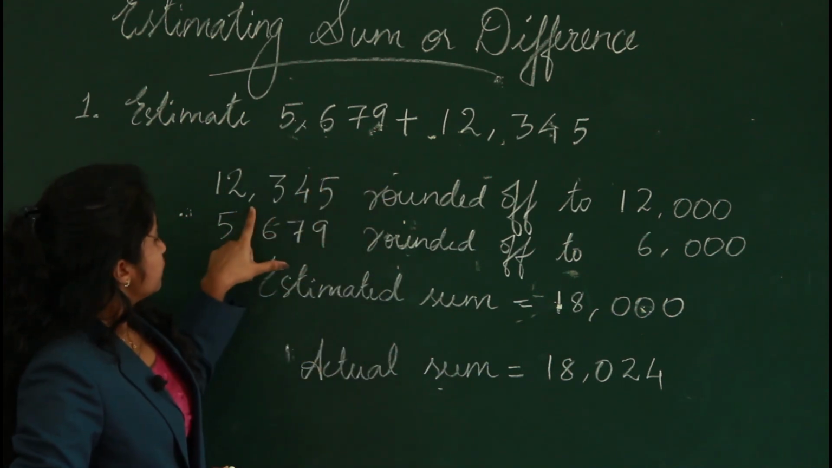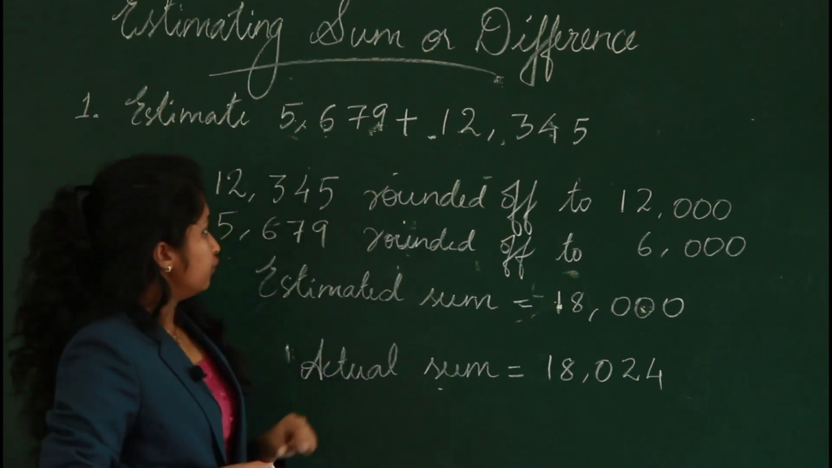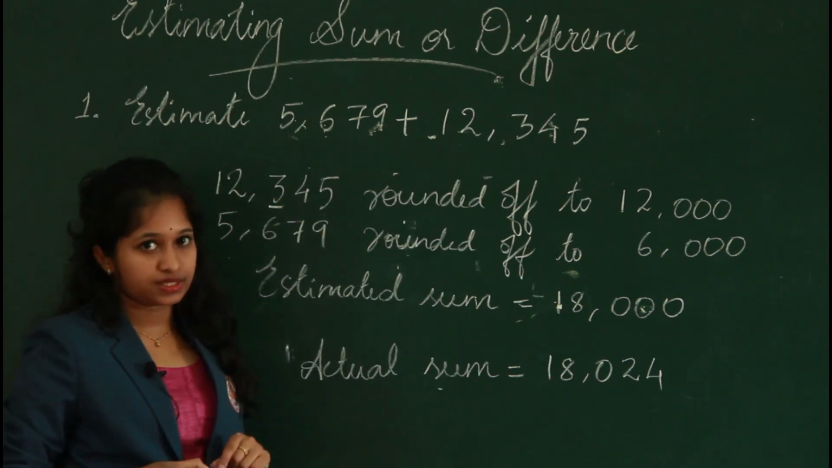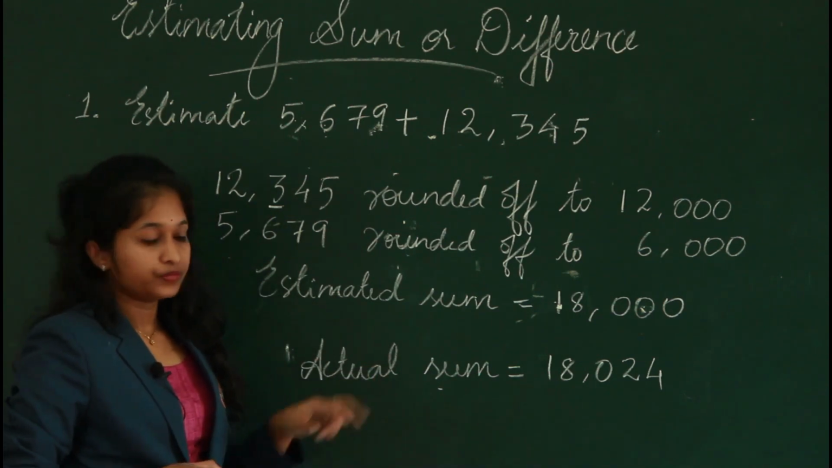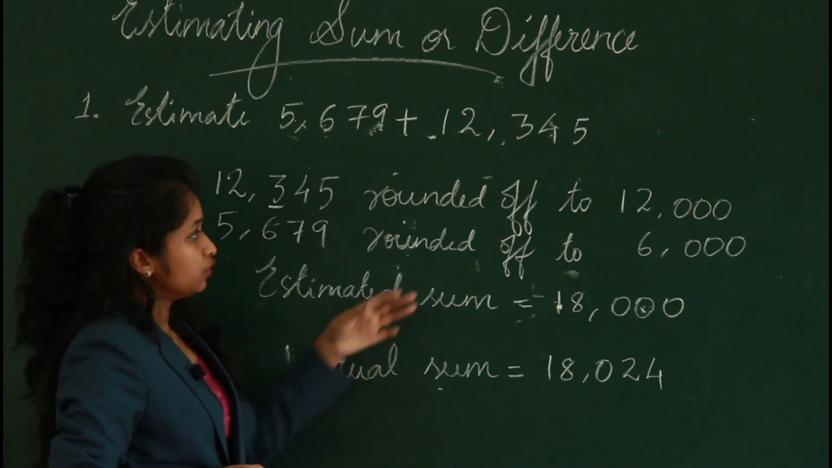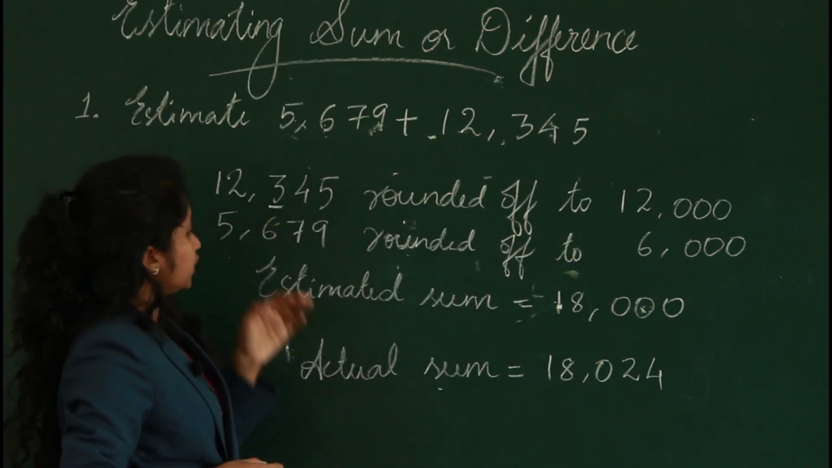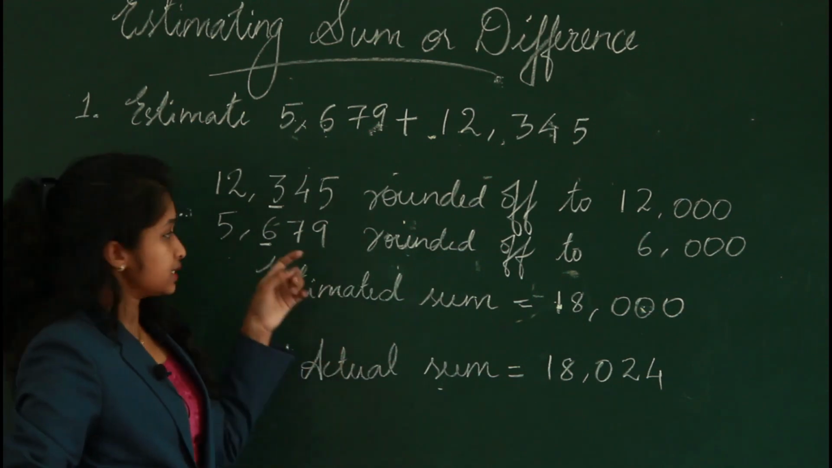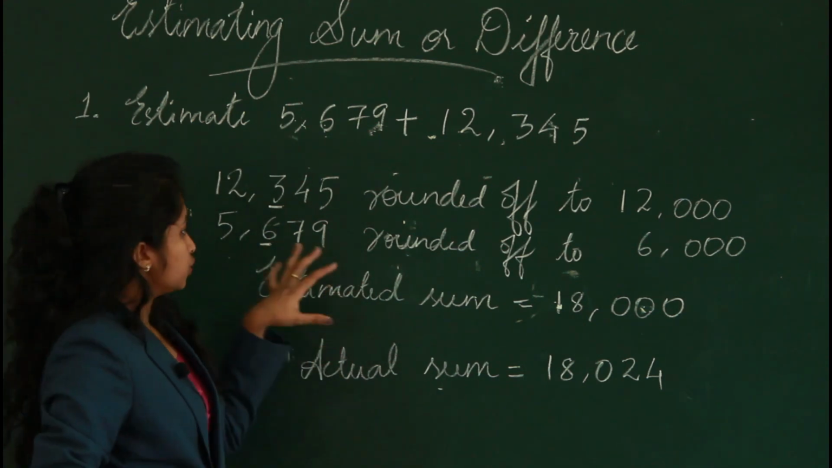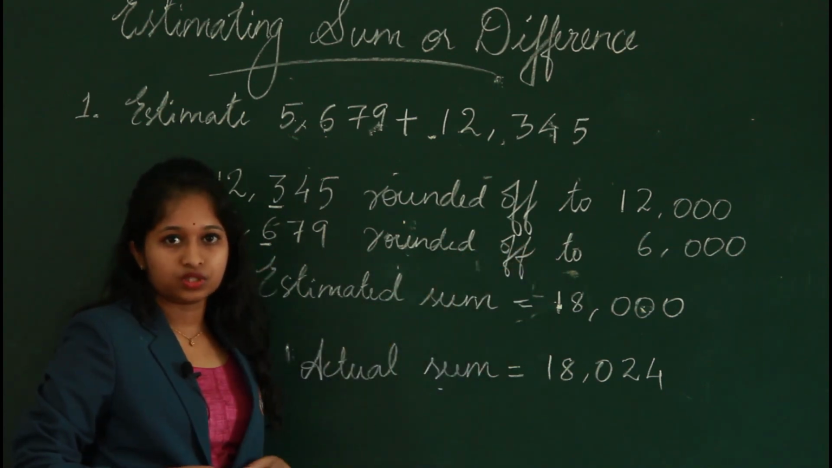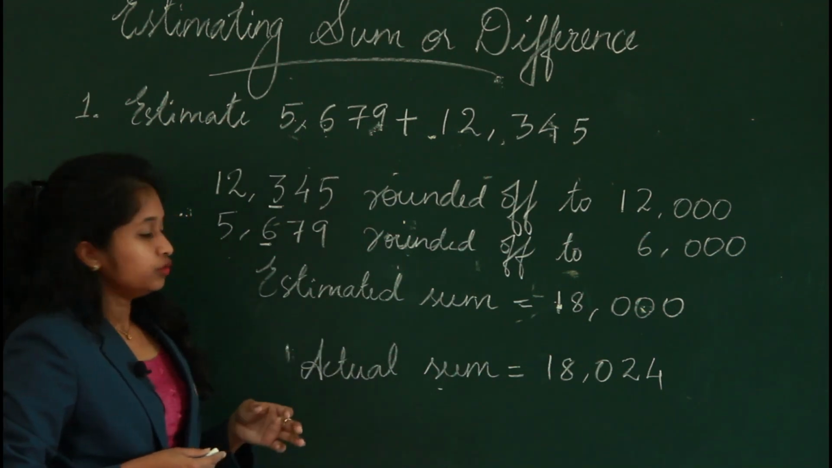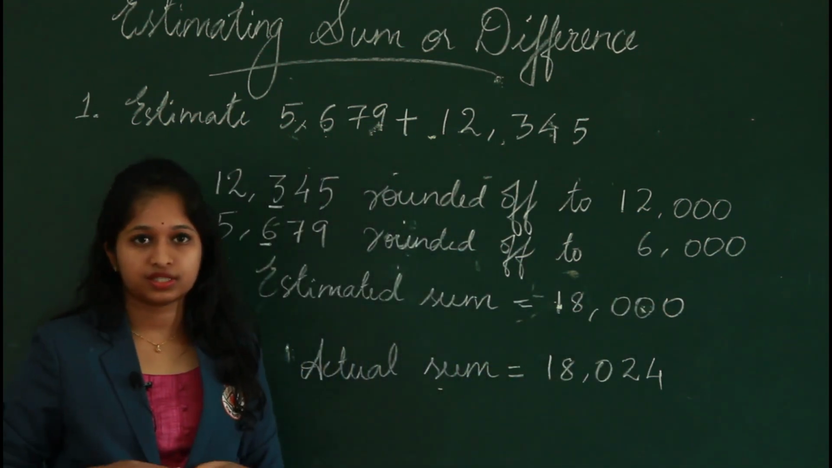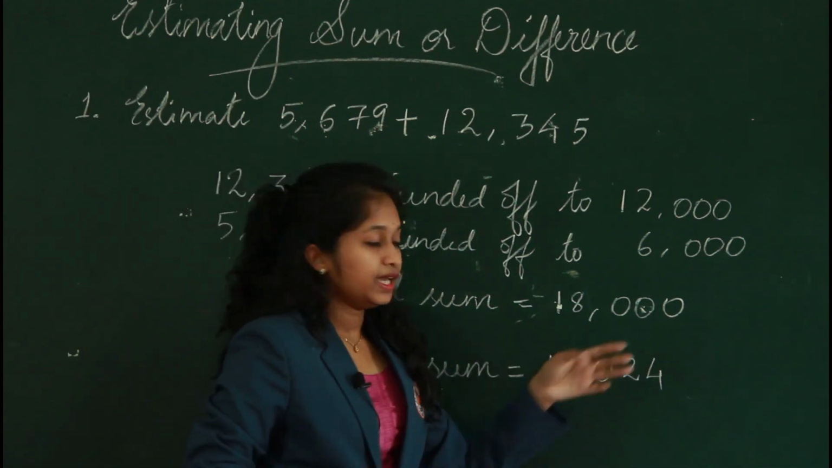Okay. Now we have 12,345. When we round off to nearest 1,000, we have to check the hundreds place. Hundreds place is less than 5. So 12,345 is rounded off to 12,000. And when we come to 5,679, look into the hundreds place. It is 6. It is greater than 5. So this number is rounded off to 6,000. We have already learned it, right? And now find the estimated sum of these two values. Find the sum of 12,000 and 6,000. What is the sum? It is 18,000.